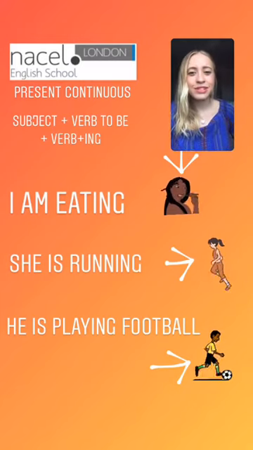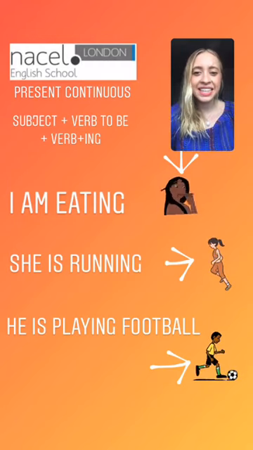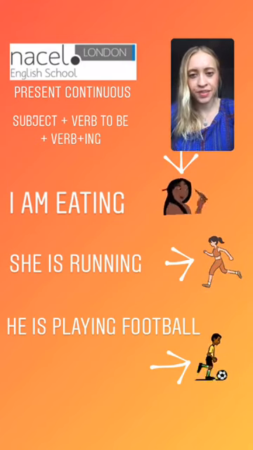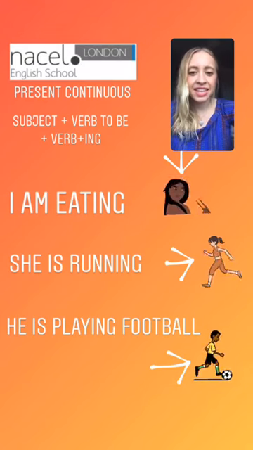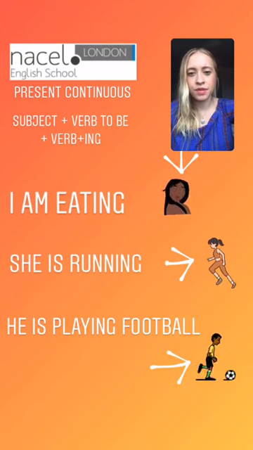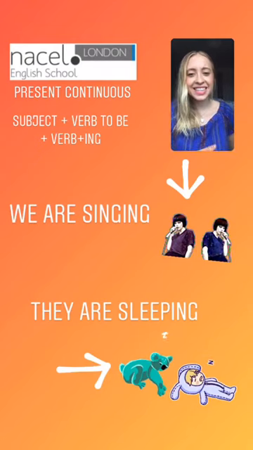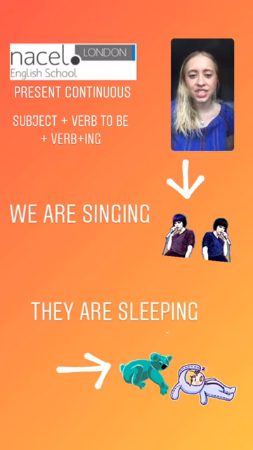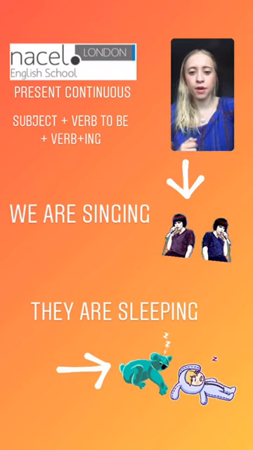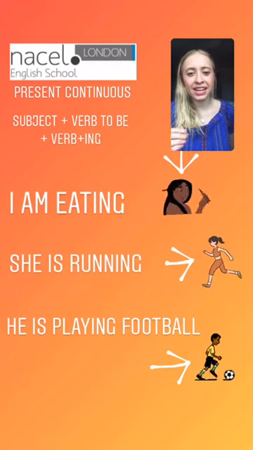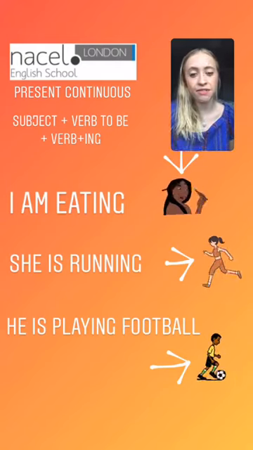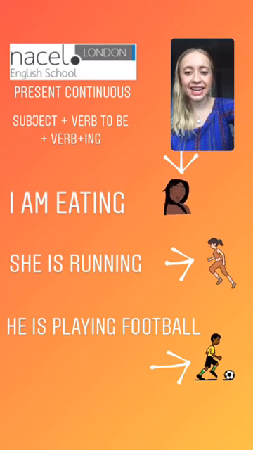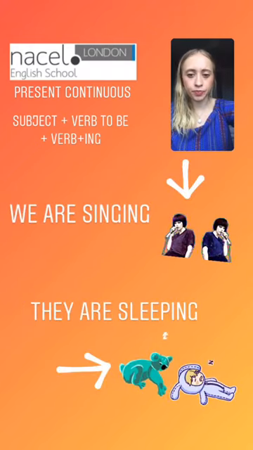Okay, we have some more examples. So we have I am eating, she is running, and he is playing football. I'm eating, she is running, he is playing football. Two more examples. We are singing, they are sleeping. Notice the final verb with ing. We have singing, sleeping. On the previous slide, we had eating, running, playing. It's important that you have this ing and that you pronounce it. Eating, running, playing, singing, sleeping.